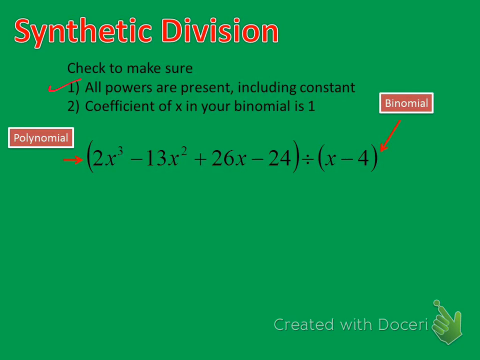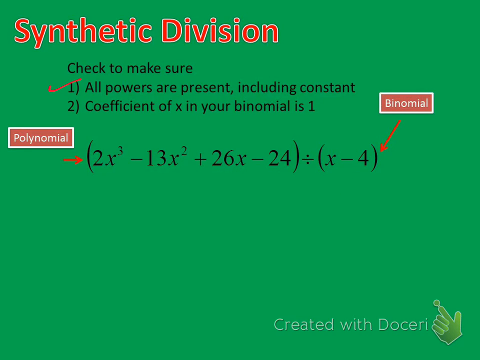The second thing you need to check, and this won't happen to you guys, but I left it up there just for funsies, is that the coefficient of x in your binomial has to be 1. If it's not 1, you guys shouldn't be doing it, and I messed up, because it gets a little more complicated. Here's how it works.